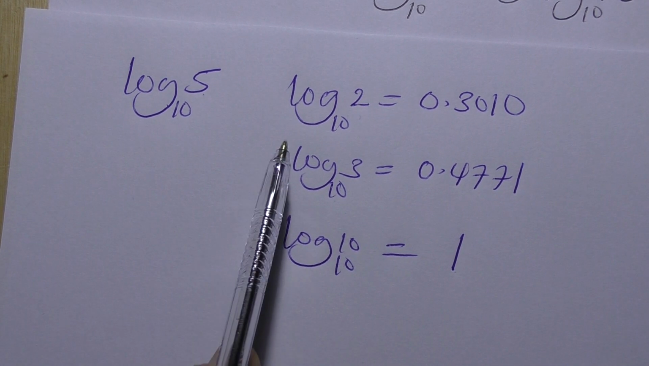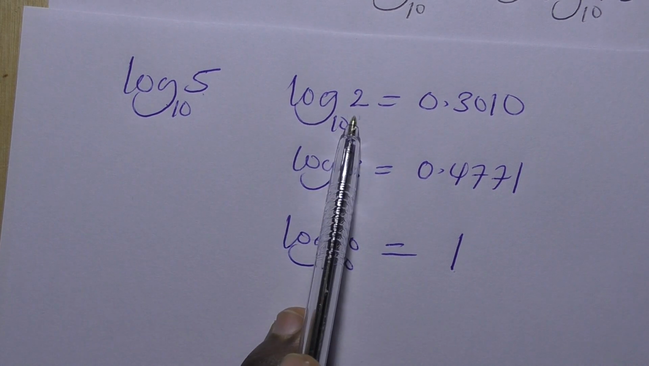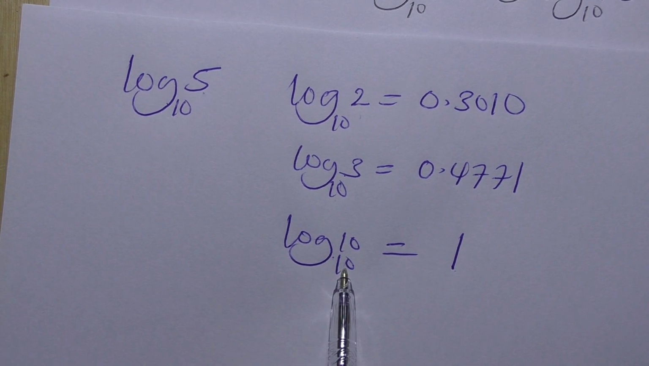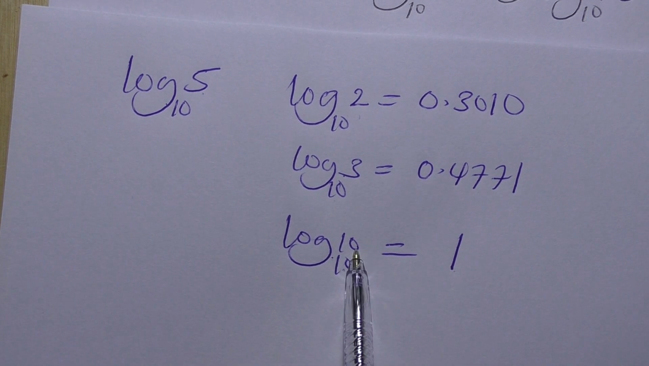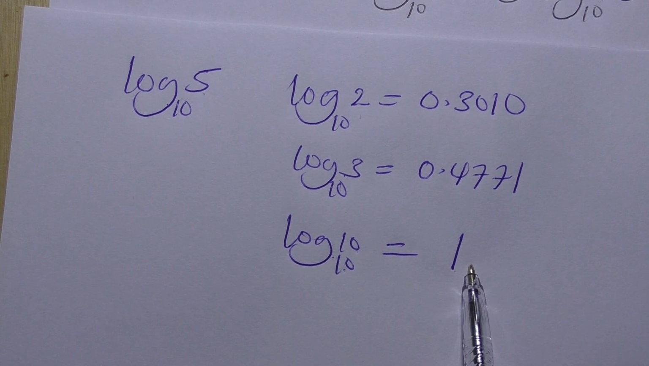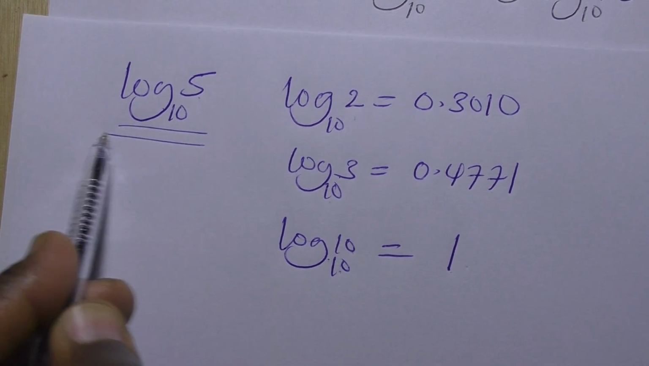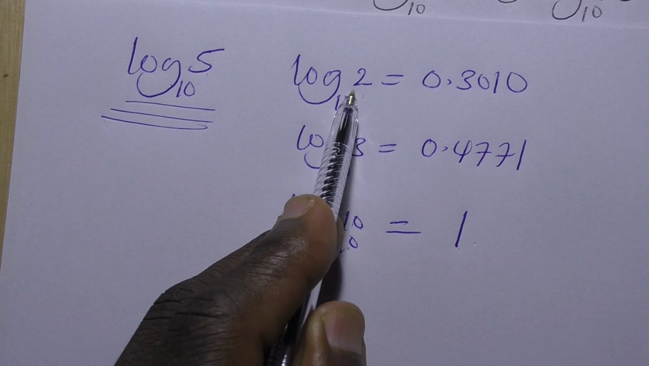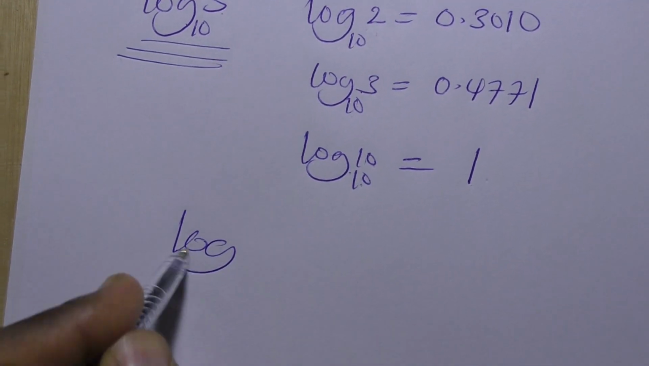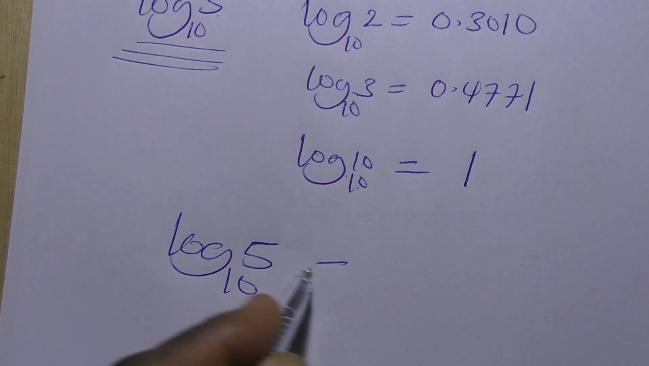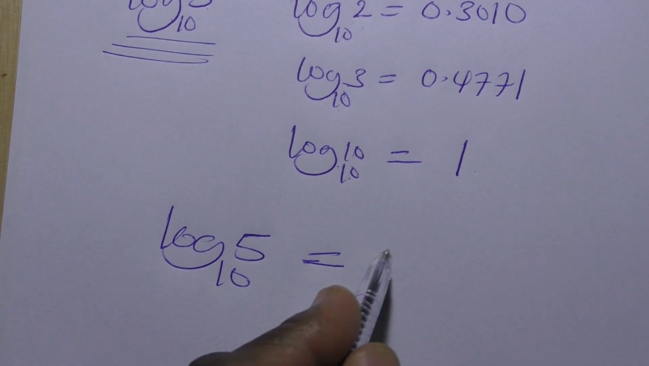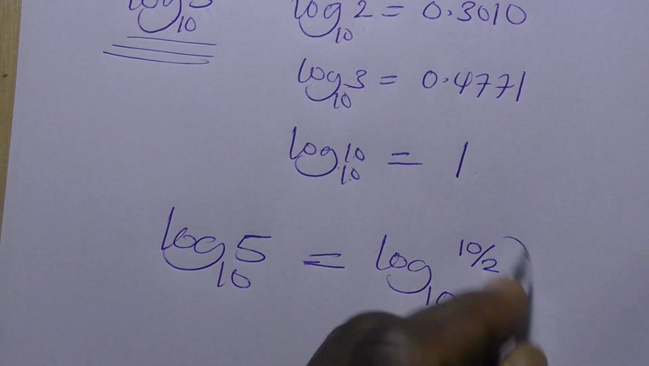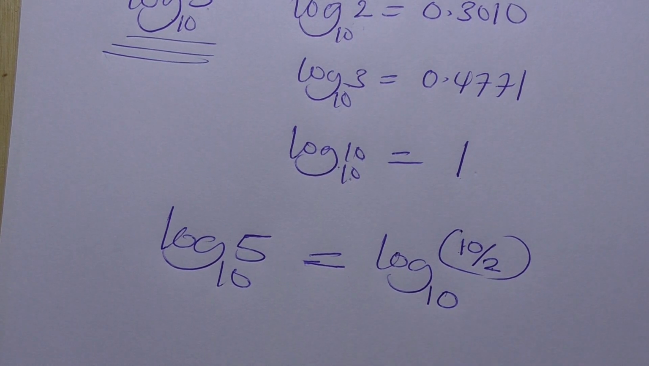So we have now 3 logarithms of 2, 3, and 10. How did we get this? Because our base was 10. Therefore, if the power is 10, the log is 1. So that makes this one very easy for us. How do I get 5? It is 10 divided by 2. So we shall say log 10 power 5 equals to log 10 divided by 2. So 5 is 10 divided by 2.